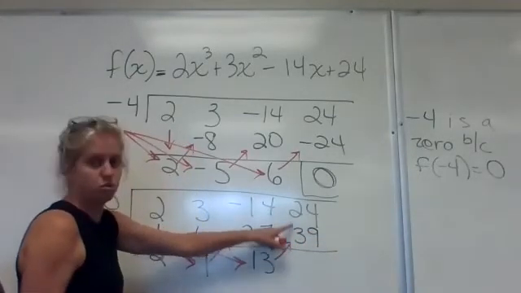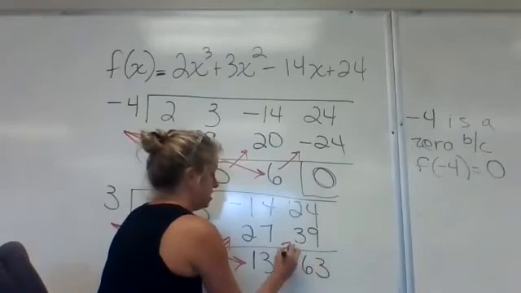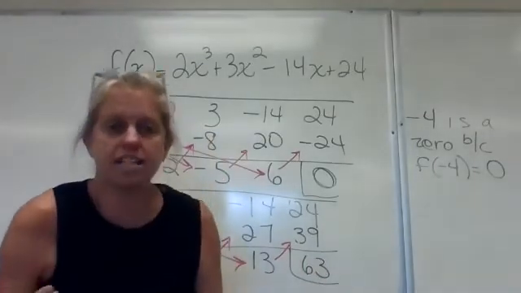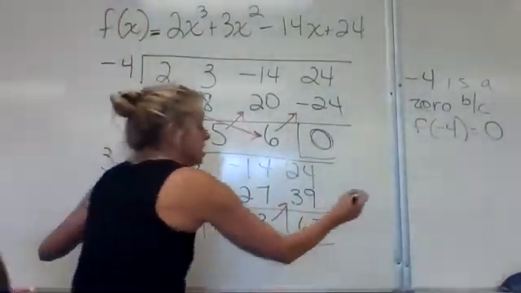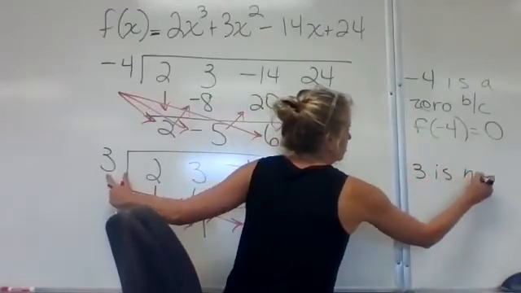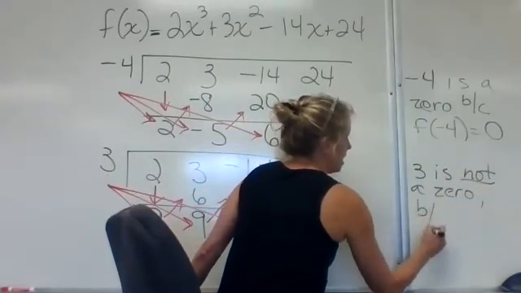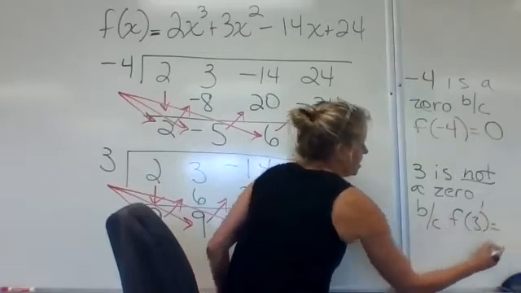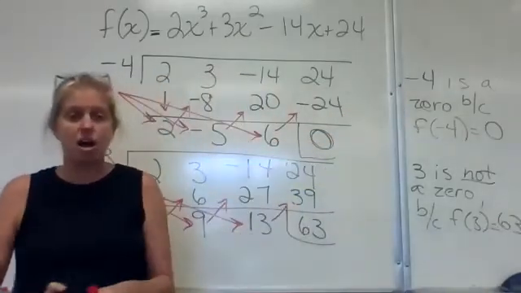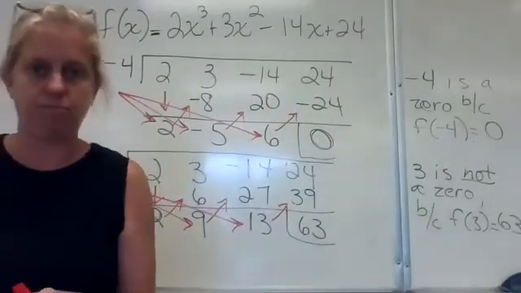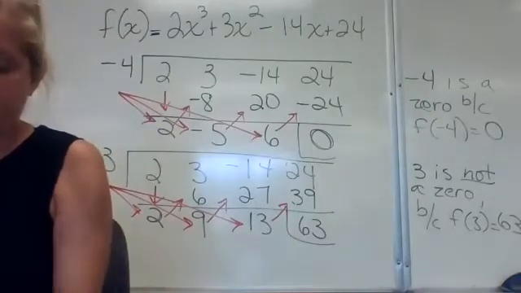And if I combine that with the 24, let's see, what does that give me? 63 is what's left. So what does that mean? That means 3 is not a 0. And why not? Because f of 3 is 63. It's not 0. So -4 was a 0 because f of -4 equals 0. 3 is not a 0 because f of 3 equals 63, not 0.